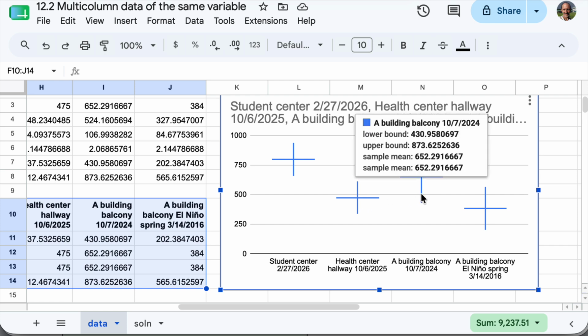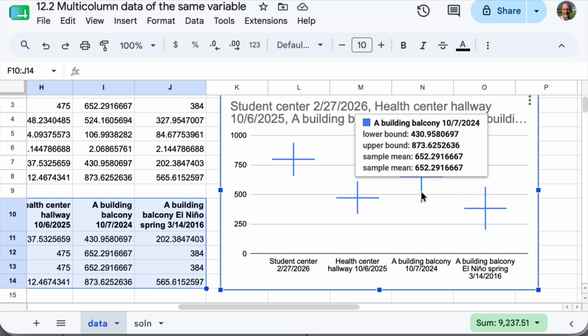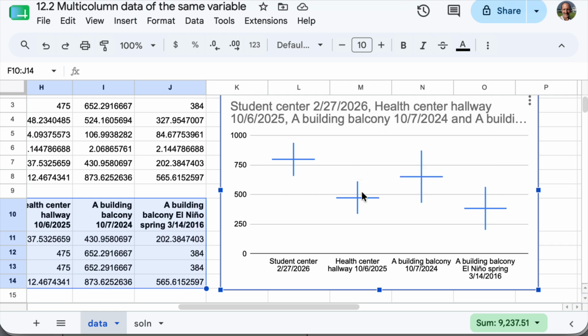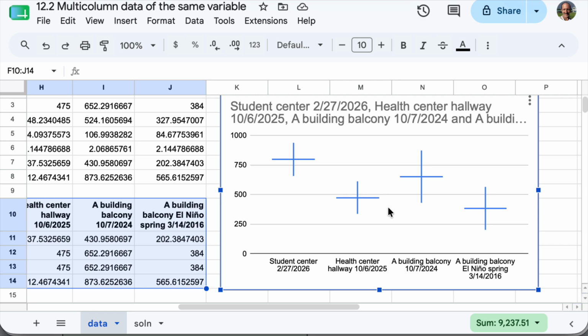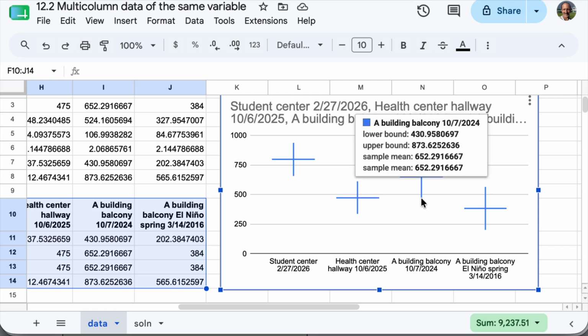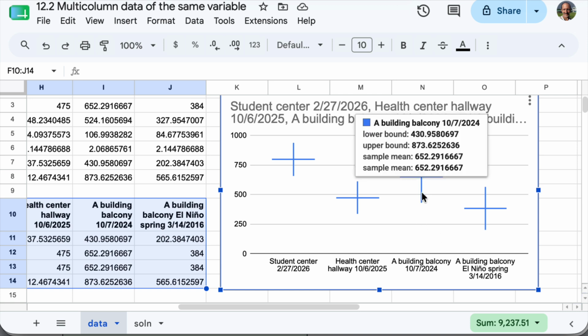There's going to be no statistically significant difference between these two because the population mean for the A building balcony could be as low as 430, and the upper bound on this is 612 and goes all the way down to 475. So 430, 431 technically, is a possible population mean for the A building balcony.